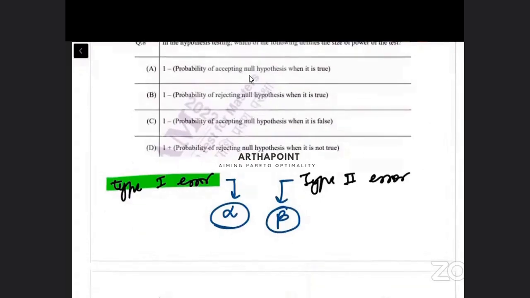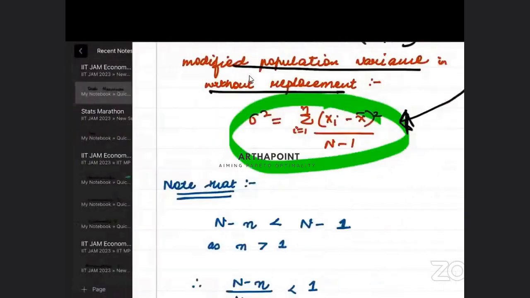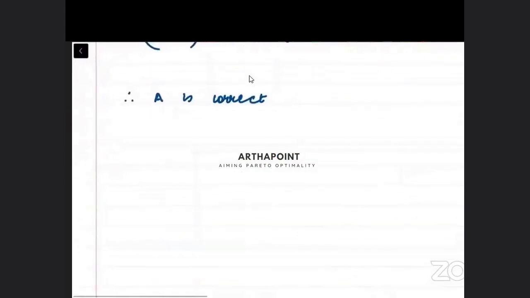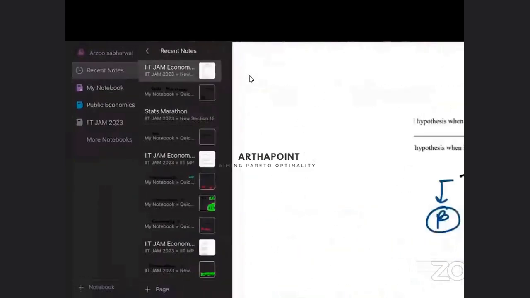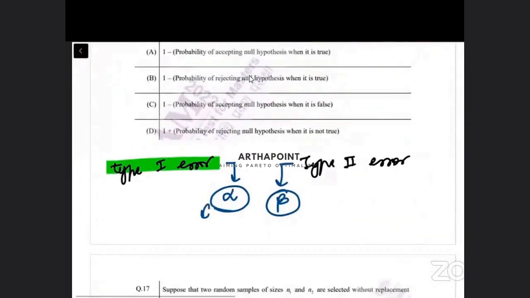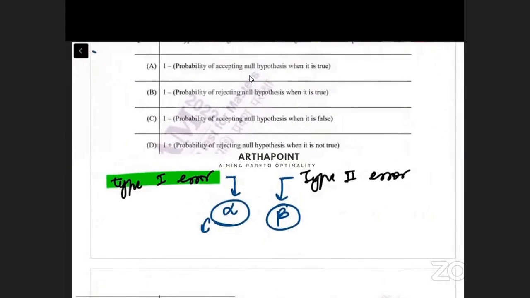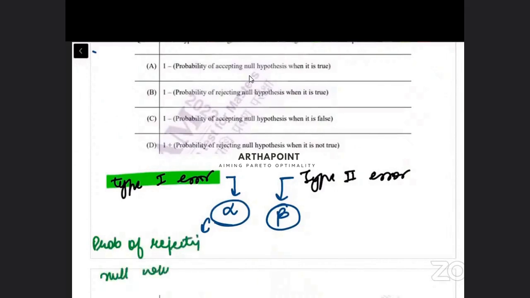So if I just go back and give you a brief about it, we have to understand that type 1 error is the probability of rejecting null when true.